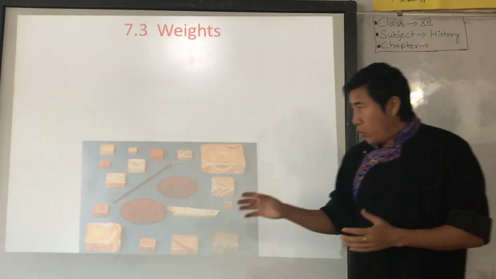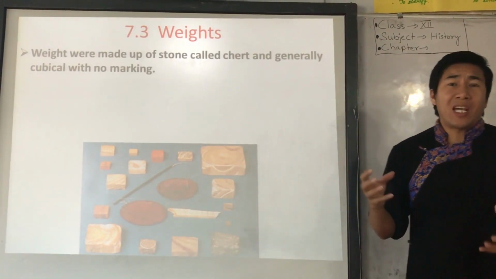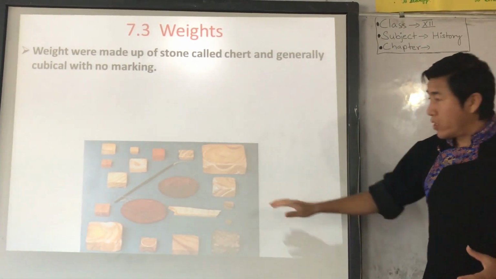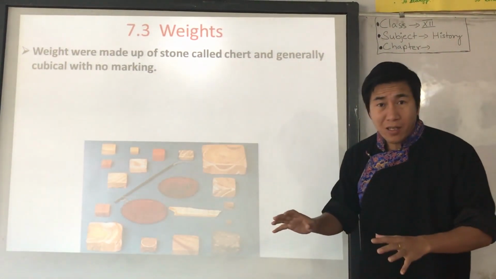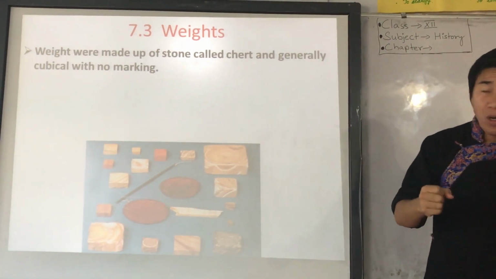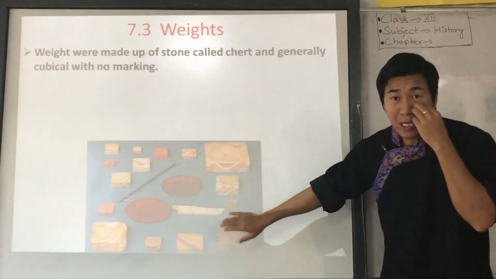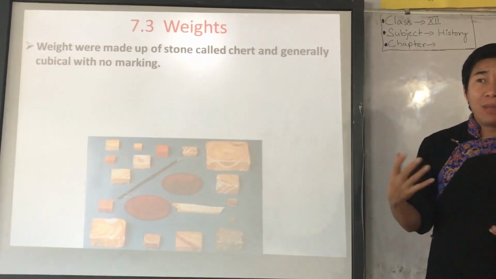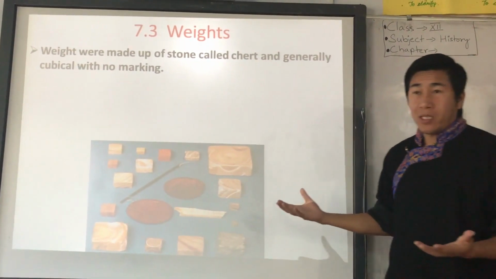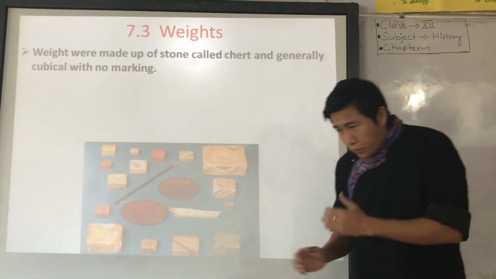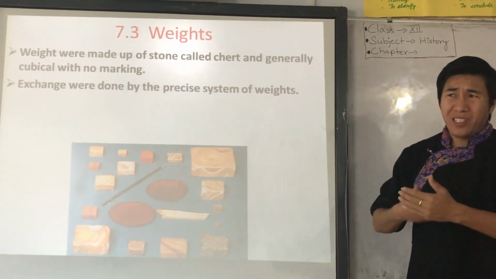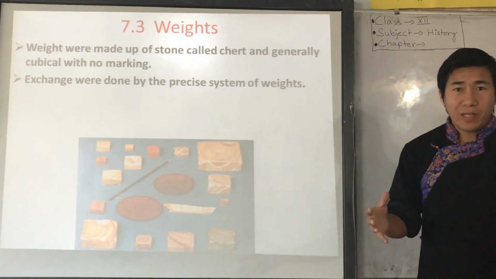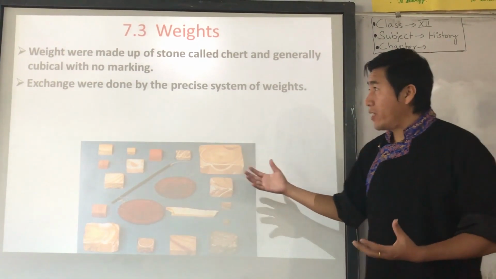First, the weights are made of a stone called chert, and these weights are cubic in shape with no markings. See, no marking, but each cube has a different value. Maybe the Harappan people knew about it. Exchange or business was done with this precise, proper weight system at the time. See how interesting it is, right?